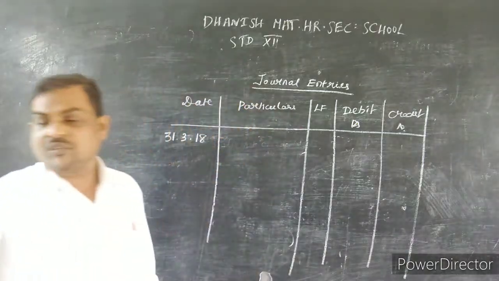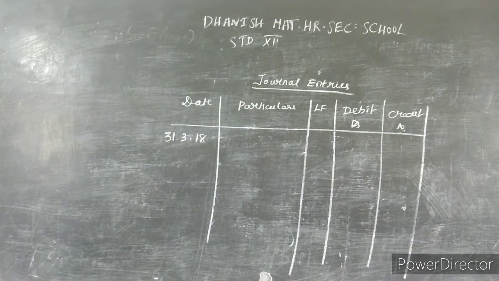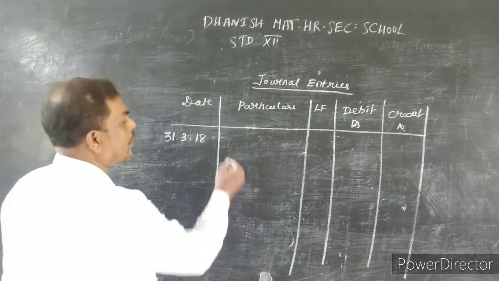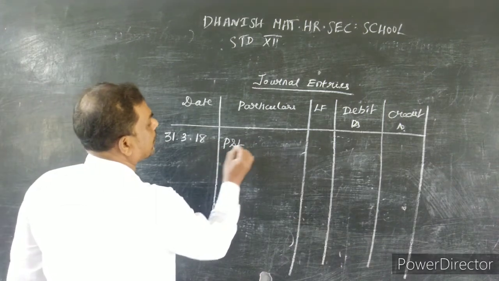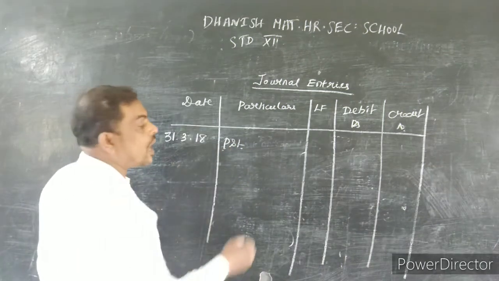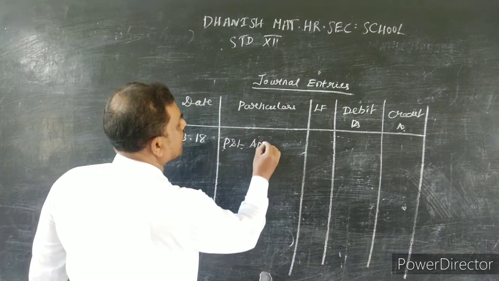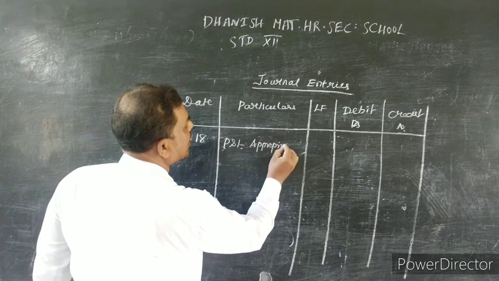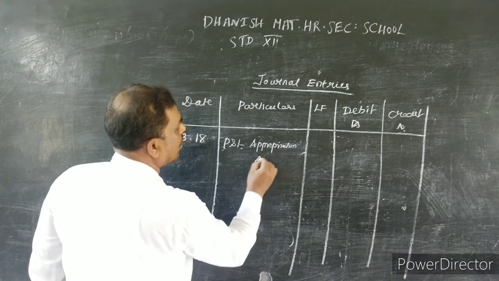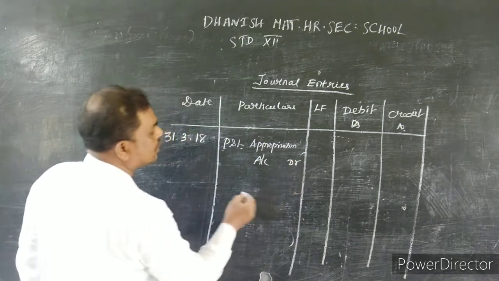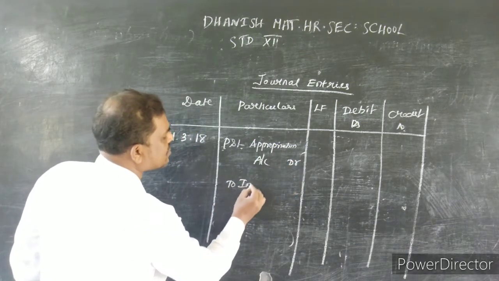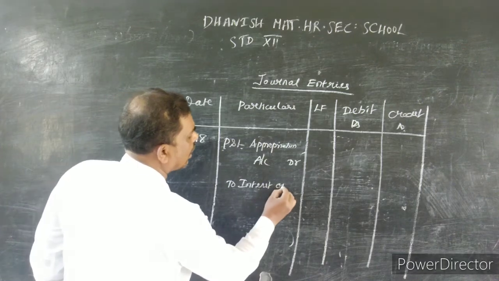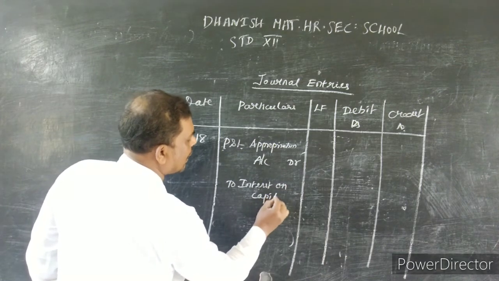What is the transfer entry for interest on capital? Profit and loss appropriation account debtor. P and L means profit and loss appropriation account debtor to interest on capital account.